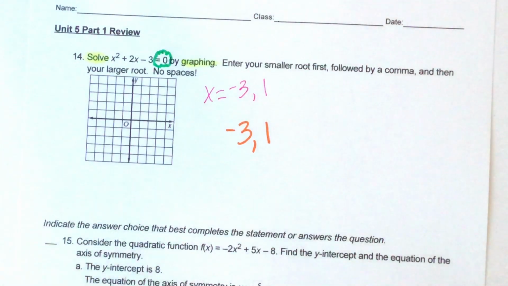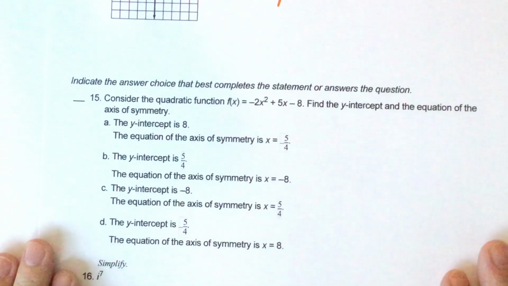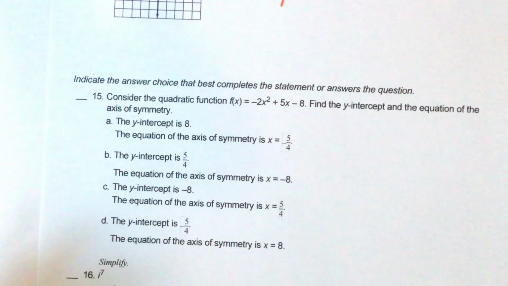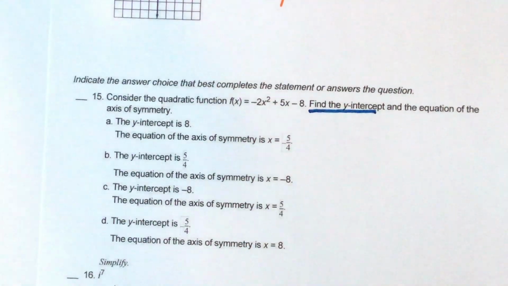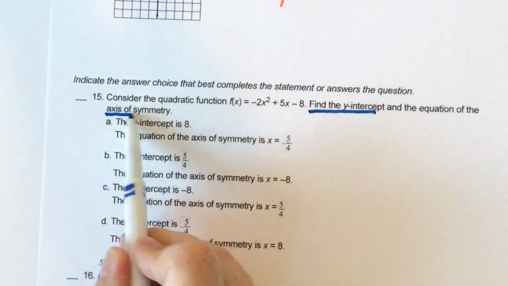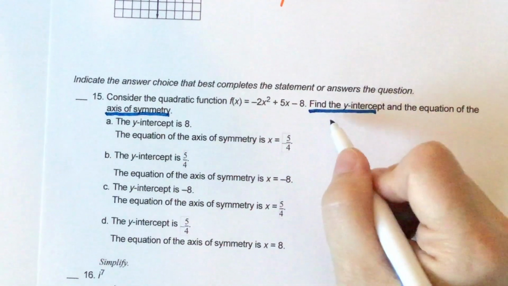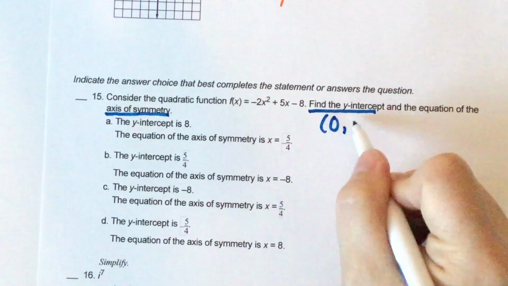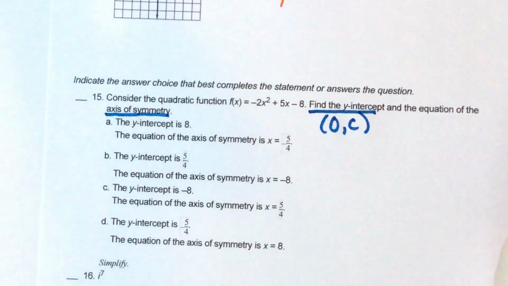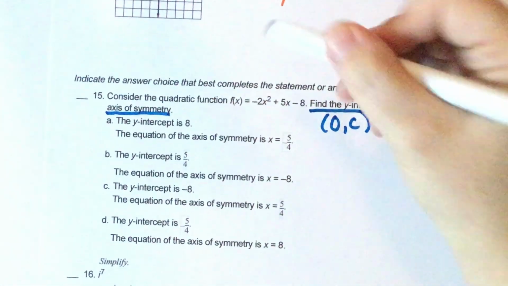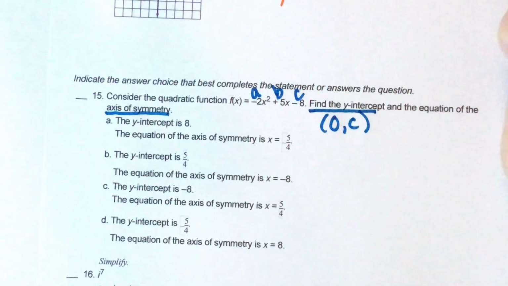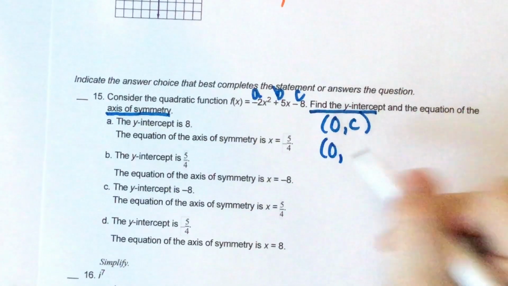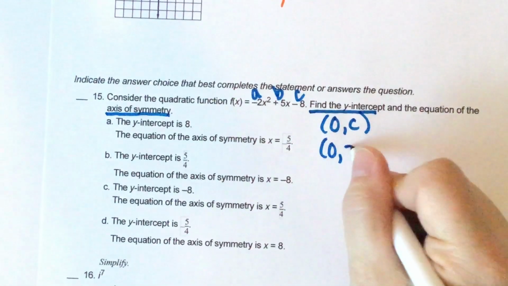Okay, next one. This says consider this quadratic function. It says find the y-intercept and the equation to the axis of symmetry. Okay, we haven't done a y-intercept yet today. Well, that's 0, comma, c. That's super easy. So 0, comma, c, remember a's in front of the x squared, b's in front of the x, and c's the constant. So that means it would be 0, comma, negative 8.